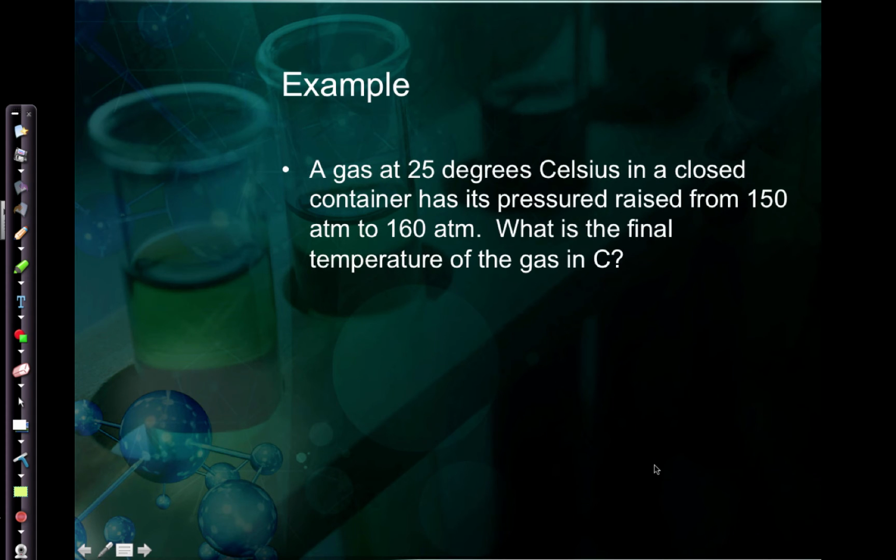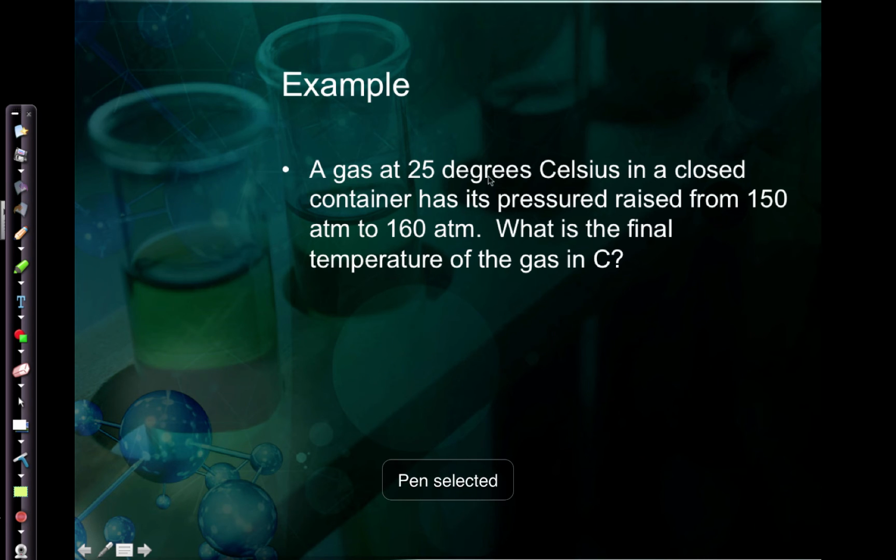So let's look at an example. I have a gas at 25 degrees Celsius in a closed container and has its pressure raised from 150 to 160 atm. So what is the final temperature of the gas in Celsius?